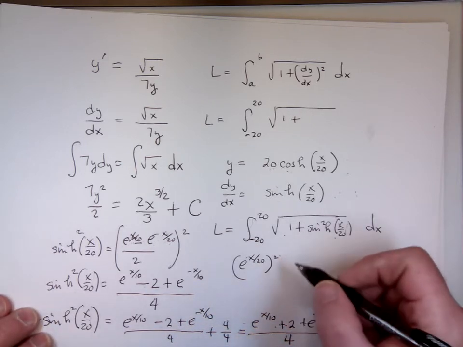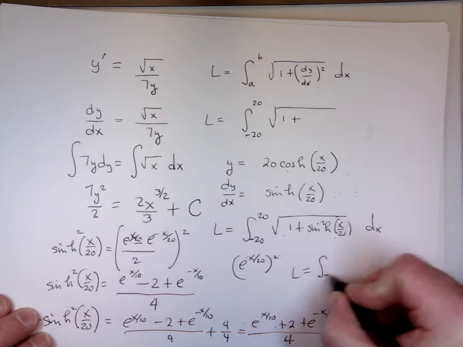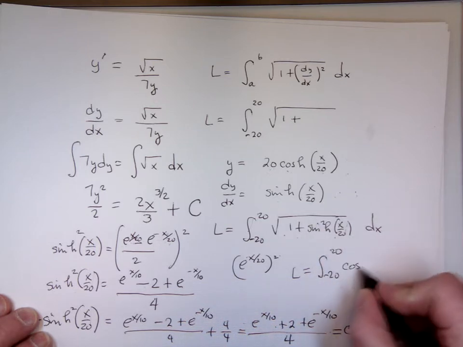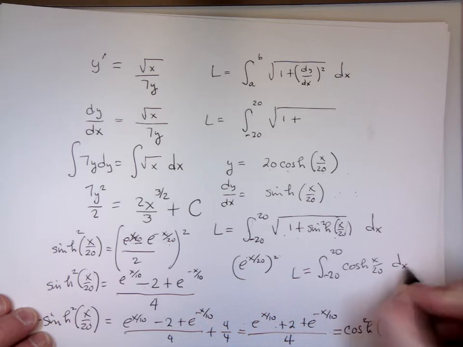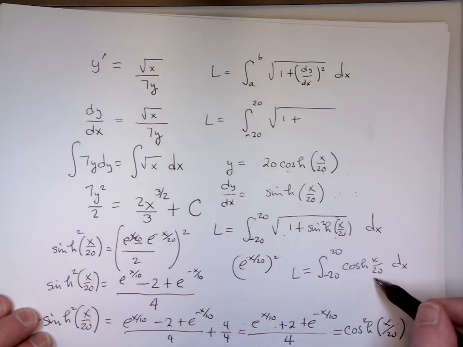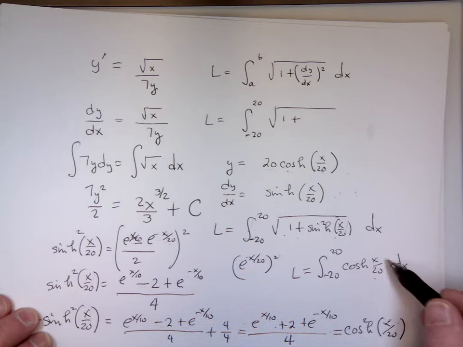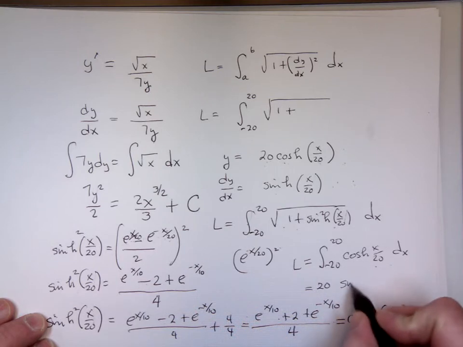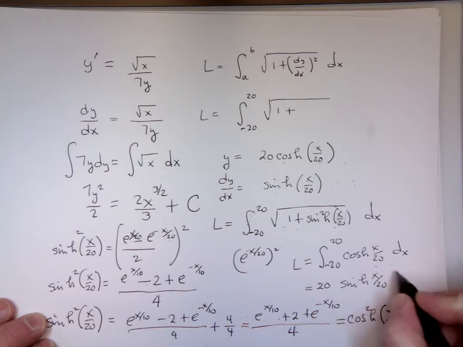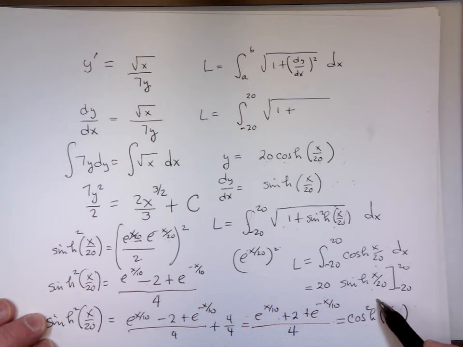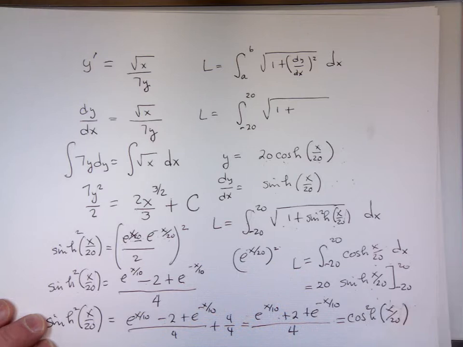So what you end up doing is this. It's the integral from negative 20 to 20. 1 plus sinh squared is cosh squared. Square root of that is cosh. Okay? And now you can integrate it. U is equal to x over 20. The du is 1 over 20. Multiply by 1 over 20 and 20, you end up with 20. The integral of cosh is sinh. And you're going to go from negative 20 to 20. You substitute it in. You're going to get 20 sinh 1 minus sinh negative 1. That would be your answer.